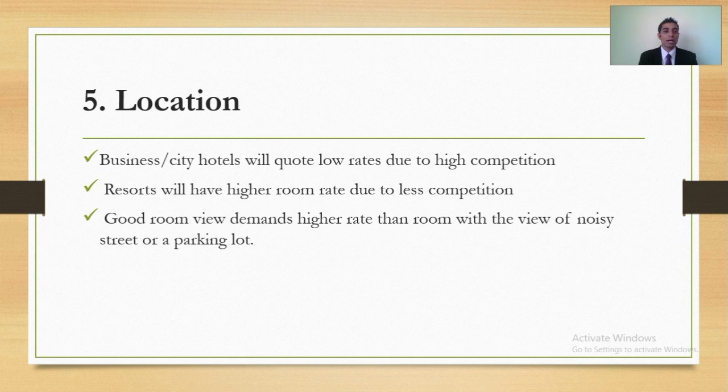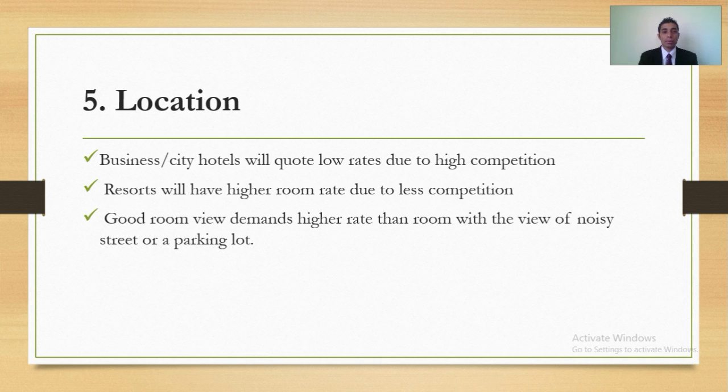So these are the factors that affect the room rate. So whenever we decide a room rate of a particular category of the room, these are all the factors that we need to keep in mind, or that we need to study in the market whenever we decide a particular category of room rate.